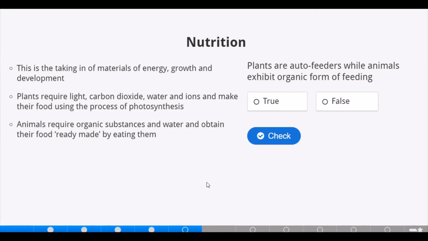Nutrition. This is the taking in of materials for energy, growth, and development. Plants require light, carbon dioxide, water, and ions, and make their food using the process of photosynthesis. Animals require organic substances and water and obtain their food ready-made by eating. Plants are autotrophs while animals exhibit heterotrophic feeding. True or false? True.